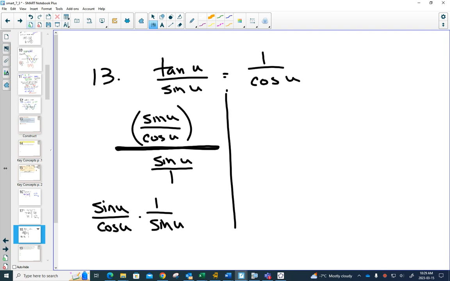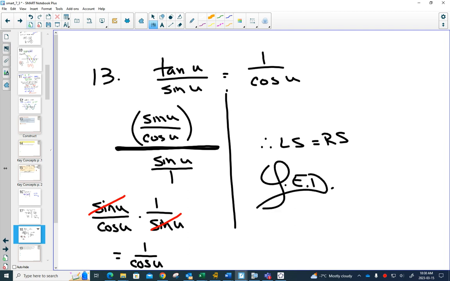Then how do you multiply fractions? Well, you multiply tops, multiply bottoms, but before I multiply it out, if you have a factor in common, and I hope you can see that there's a sine u on the top and a sine u on the bottom, they simplify. And if those cancel out and are left with 1s, then my answer on the top, 1 times 1, will be 1 over cos of u, which is exactly what we wanted. So we can write our statement. And we're done.